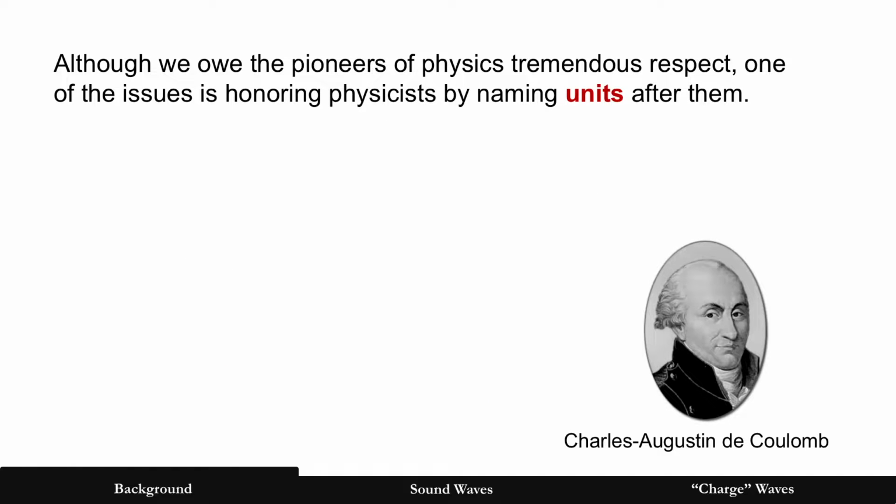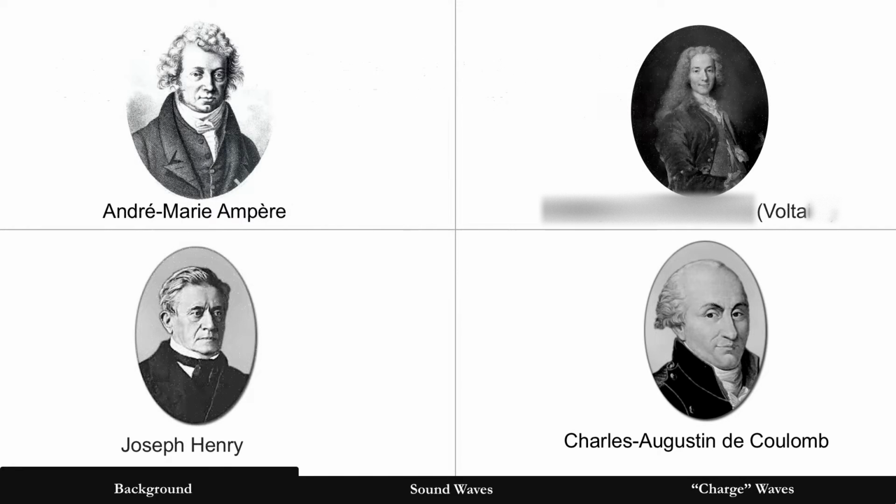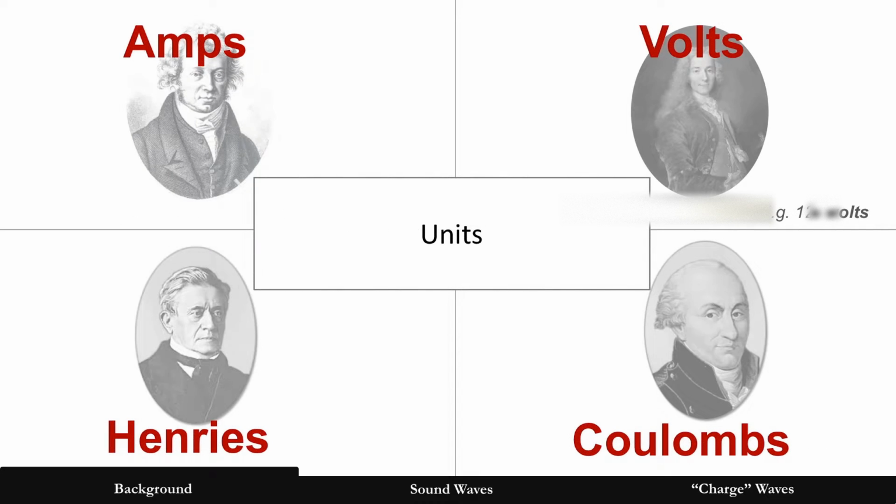And one of the issues is really units. And although we owe the pioneers of physics a lot of respect, such as Coulomb, you see here, a lot of the units in electromagnetism are named after physicists, such as these folks. And the list goes on and on. There's Newton, Tesla, Gauss, Weber. But the four here, we're just going to simplify.